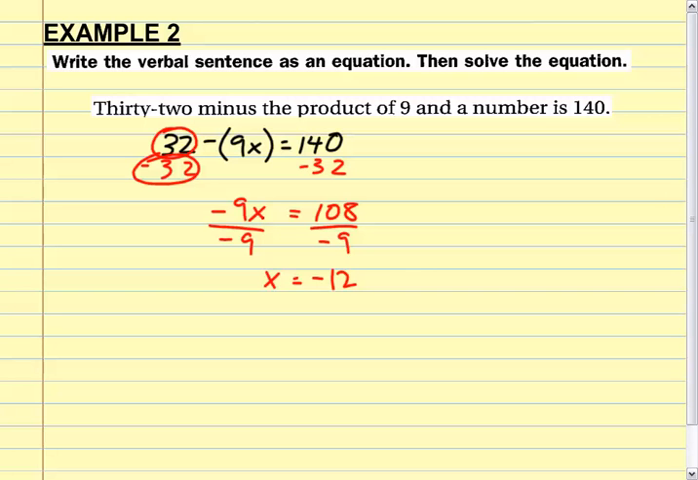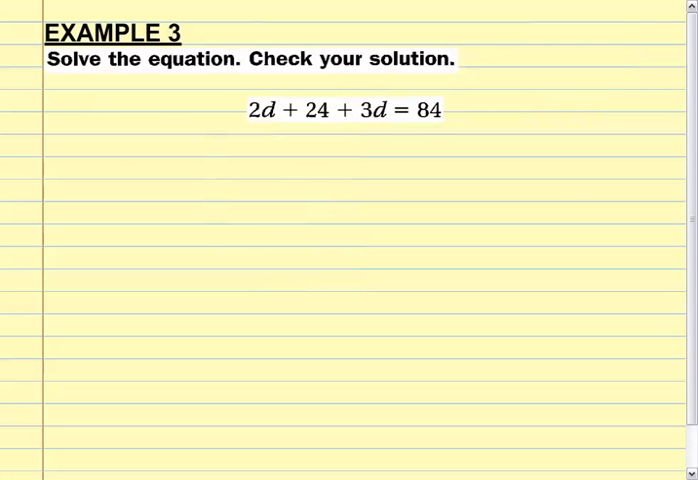Yes, sir. This is minus the product of 9. What does product mean? Multiply. The product of 9 and a number. So the multiplication of 9 and x. If that were division, what would they say? It would say quotient if it was a division. Subtraction is difference. Addition says sum. Let's look at the next one.